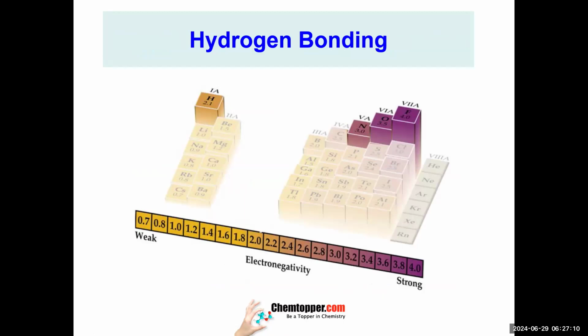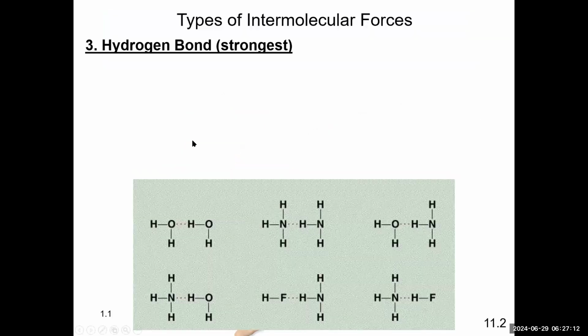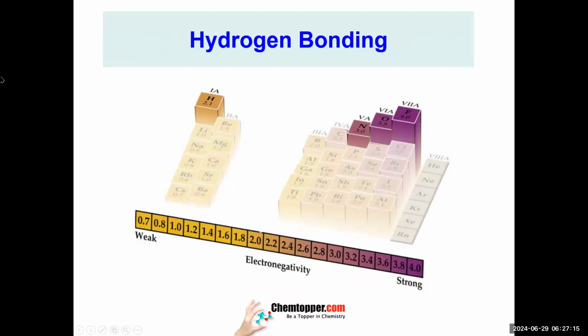So what is the condition? The condition is there should be hydrogen next to these elements. Nitrogen bonded to hydrogen, there is hydrogen bonding. Oxygen bonded to hydrogen. And fluorine bonded to hydrogen. Only then you can see hydrogen bonding. Right? Why is it so? Because the difference in electronegativity is high. Yes. So there is a big dipole.